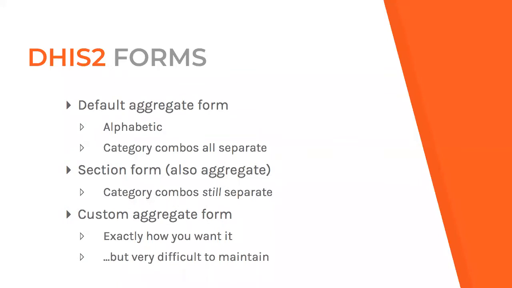So those didn't work for us, because what we wanted was something a lot more complicated. And so we ended up going with a custom form, which is an option in DHIS2. You basically write your own HTML, and you can write JavaScript, and you can write all sorts of other pieces to it. You can write your own cascading style sheets. It's like designing a web page. You can make it exactly how you want it, but it's very difficult to maintain and keep in sync with the data elements and the category option combos that are loaded in your system.